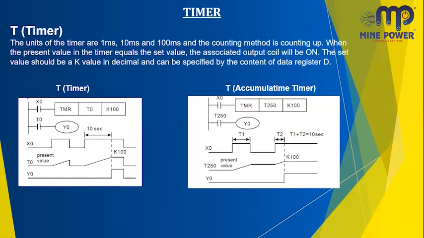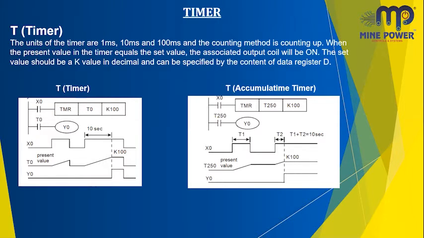Next, the timer. How is the timer used? The units of the timer are 1 millisecond, 10 millisecond, and 100 millisecond. The counting method is counting up, where the present value in the timer equals the set value.